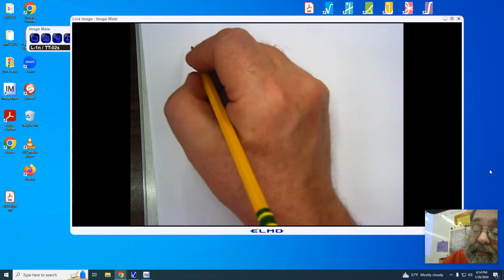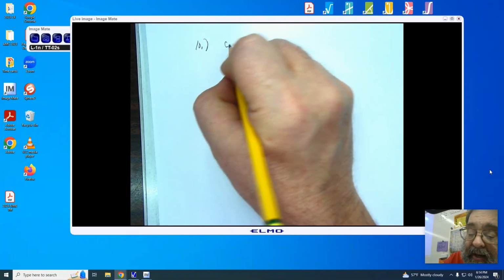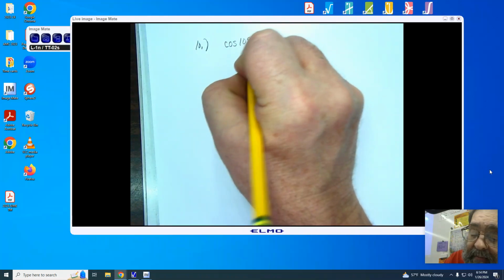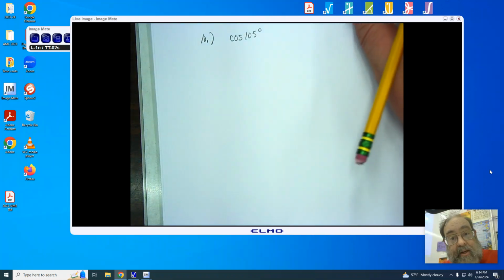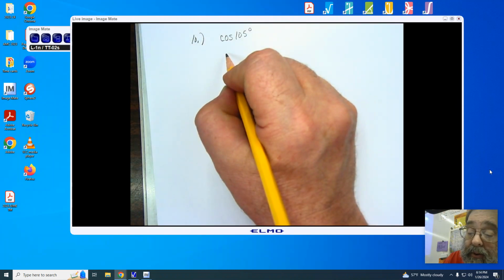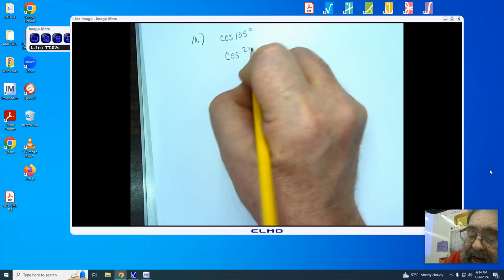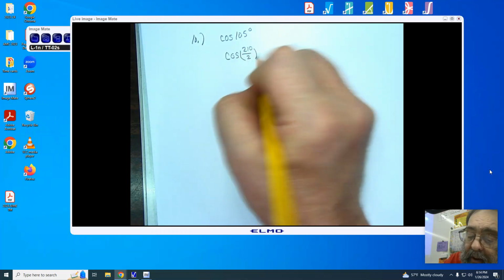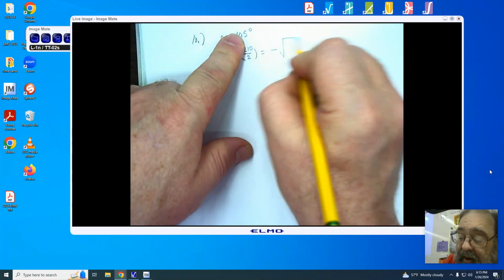Number 10 is asking us to use the half angle identity, and we have the cosine of 105. You need to know your reference angles. You need to know your unit circle for this. So I'm looking at my cosine of 210 divided by 2, and I now know that I have a negative because it's in the second quadrant.